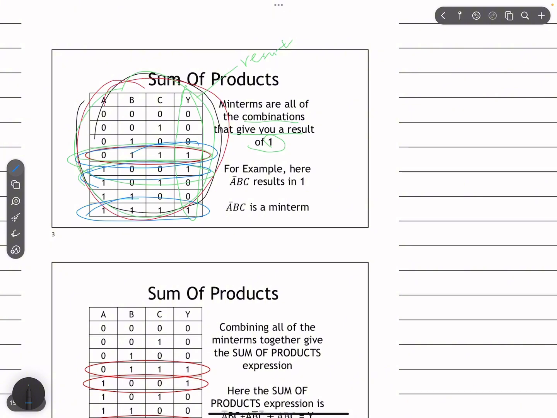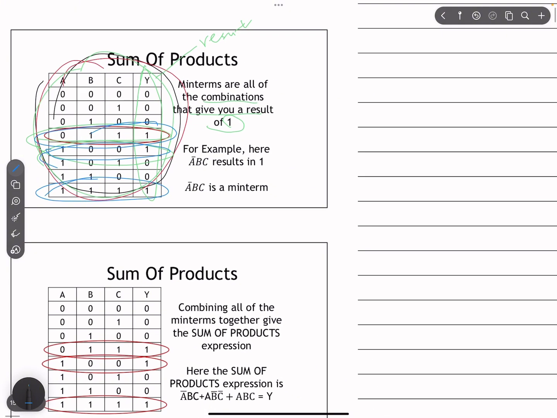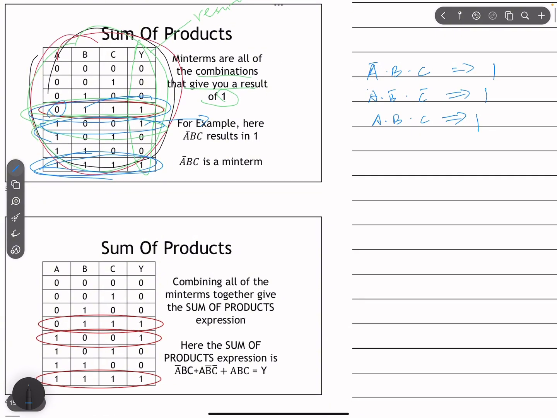For the term, if we have 0, we just write down a negation. So that would be A bar times B times C, that will give us 1. For this one, it will be A times B bar times C bar, that will also give us 1. For the last one, it will be A, B, C, give us 1. So these terms are the minterms.